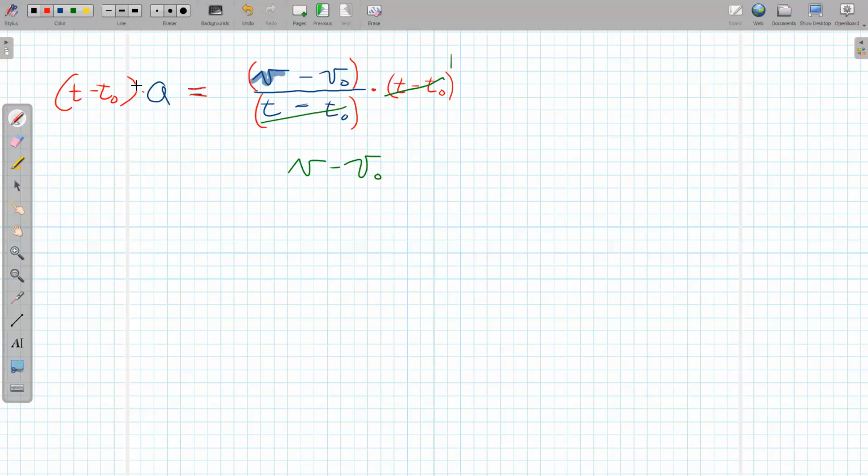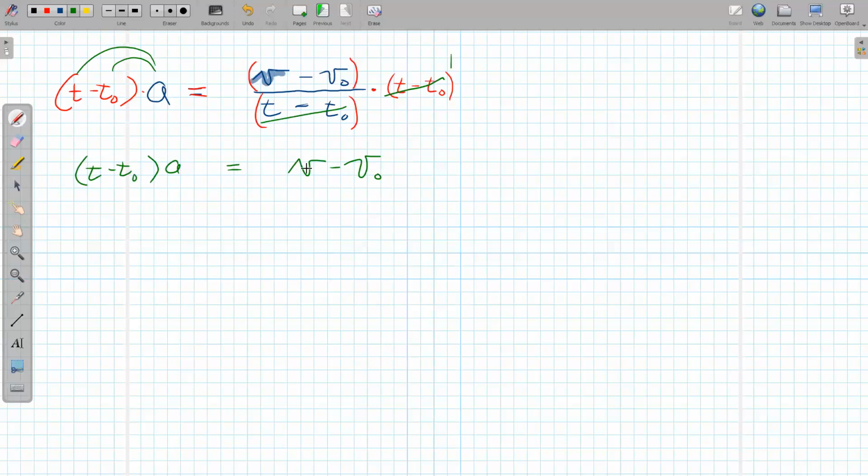So I've got a couple of options. I can just leave that like that, or I could use the distributive property and distribute that through. So we have a couple ways to do this. I'm just going to leave it there for now. So one way to write the next line would be, on the right, it's simplified to v minus v0. On the left, it's just a times parentheses t minus t0.